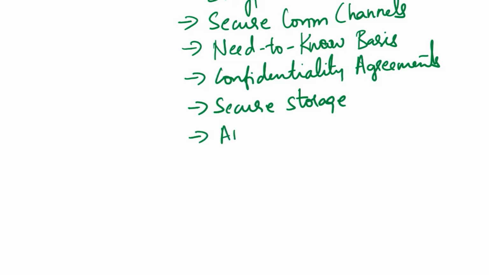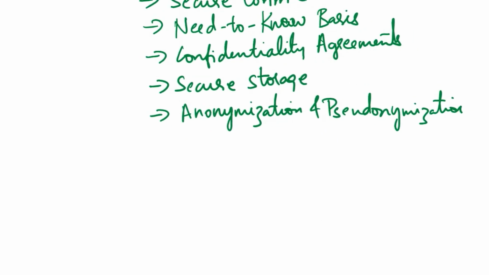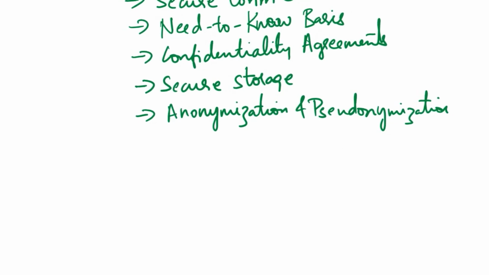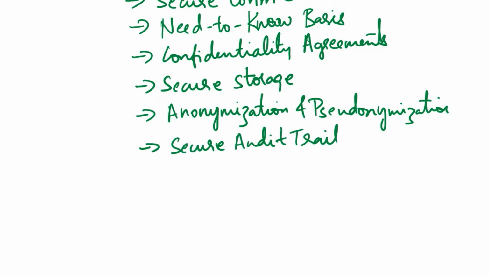Next, anonymization and pseudonymization. When possible, use techniques like anonymization or pseudonymization to protect the identities of individuals associated with sensitive information. This adds an extra layer of privacy. Next, secure audit trail. Maintain a secure audit trail that records access to sensitive information. This allows for monitoring and reviewing who accessed the data and when, aiding in accountability and incident response.